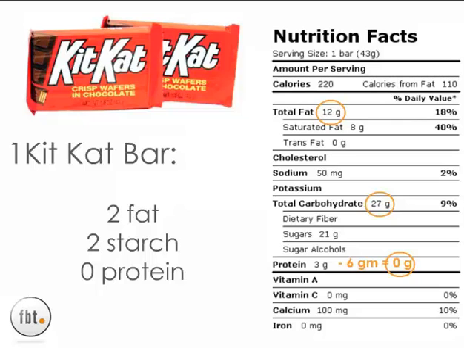Let's say, gosh, I really wanted to eat that Kit Kat bar, but I only have 1 serving of fat and 1 serving of starch left. Well, then you could simply break that Kit Kat bar and just have half instead, where it could still fit within the boxes you have left.